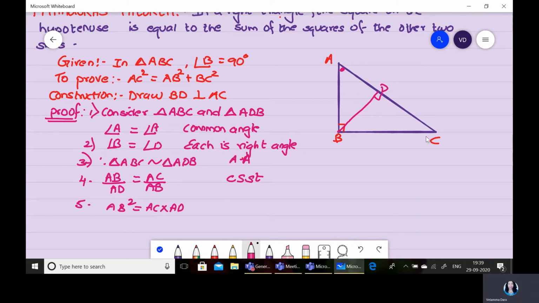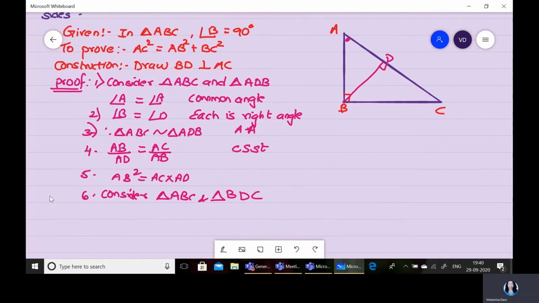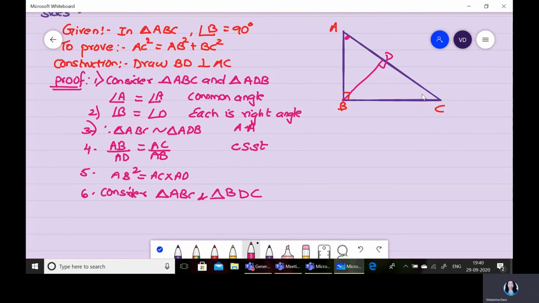So triangle ABC again, and the smaller triangle, that is BDC. So here we are considering triangle ABC and triangle BDC. When we write this triangle similarity, we can find that angle C is repeating. Can you see angle C and angle C are common angles here? So angle C equals angle C, the common angle.